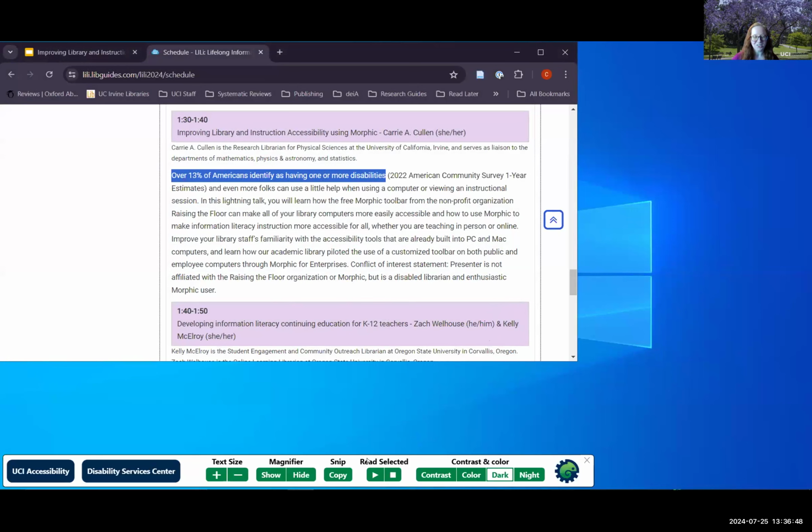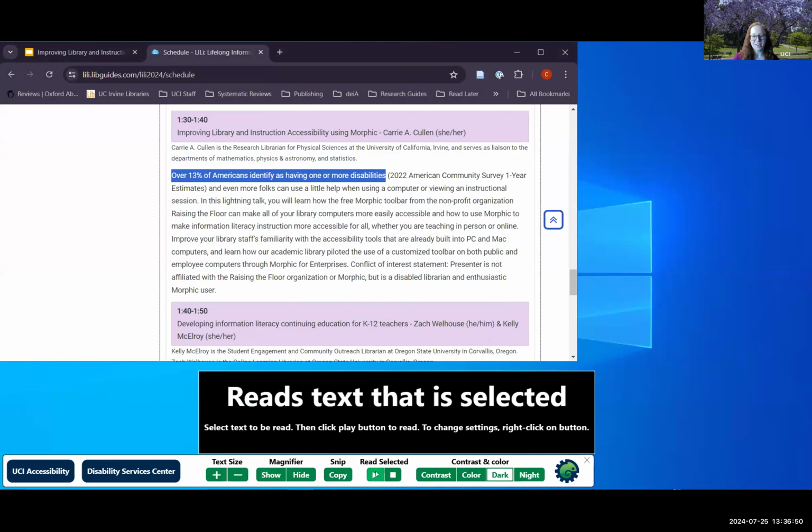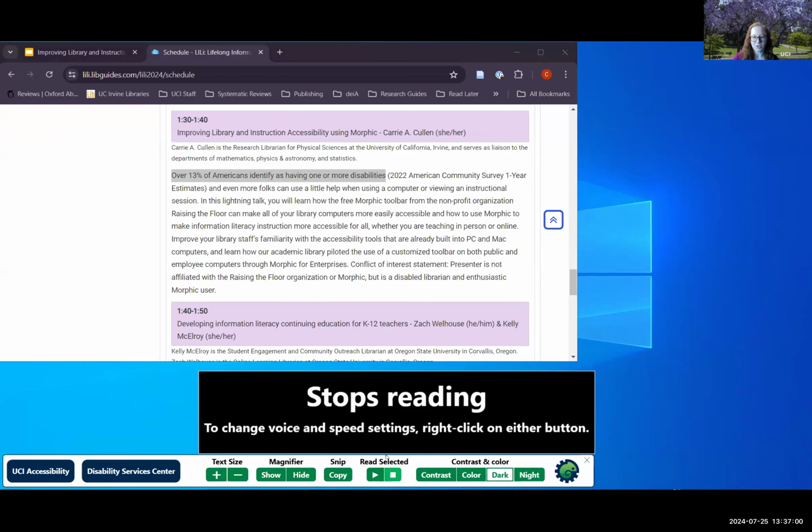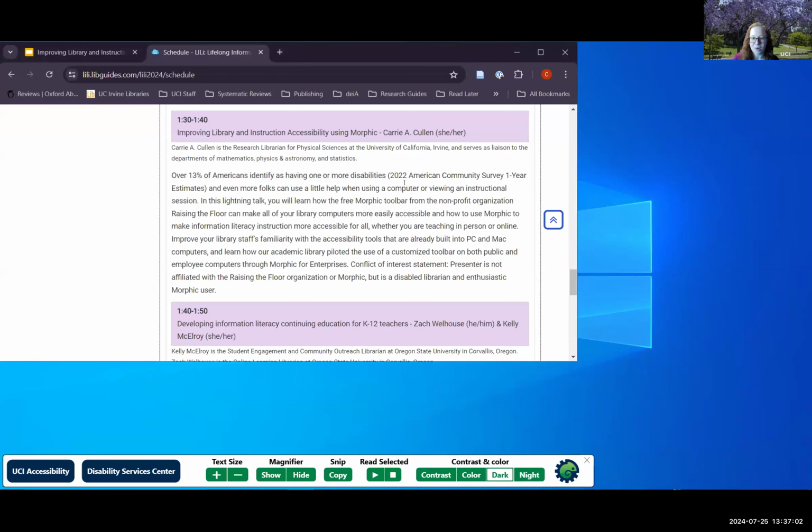But if you highlight text and click Read Selected, the built-in reader on your computer will read that text for you. Over 13% of Americans identify as having one or more disabilities. And you just click Stop anytime you want that to stop.